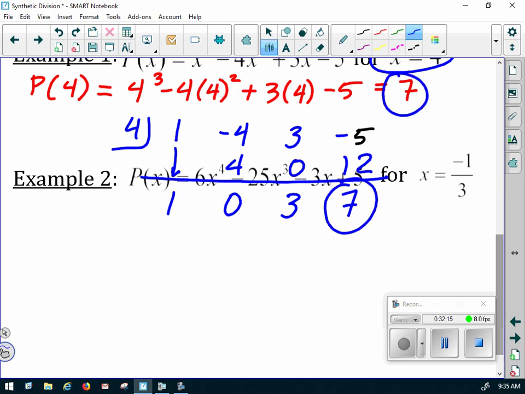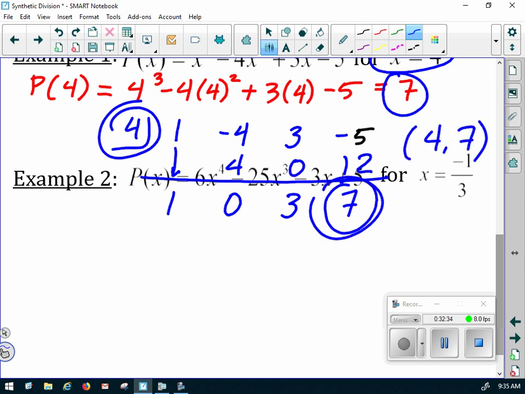Look at there. Now, what point are we sure of is on our curve? No, 7 is not a point. A point is X comma Y. 4, 7. I know the point 4, 7 is a point on that curve. That's what I know. And I can find it by doing synthetic division or what we call synthetic substitution. Let's do one more.